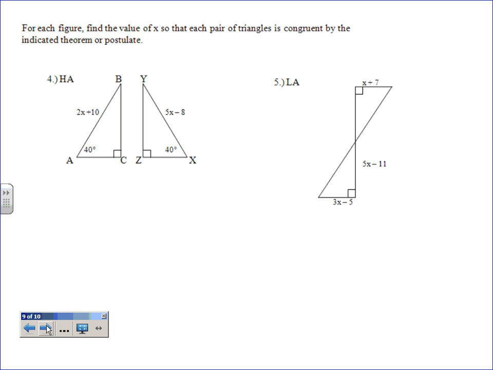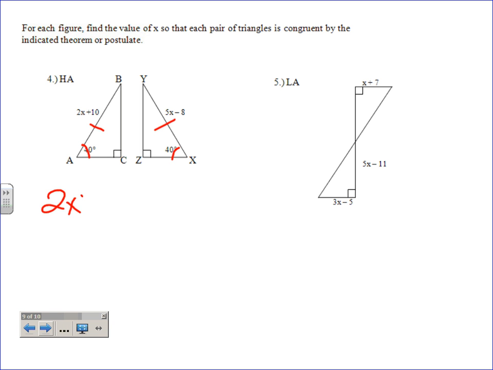So we're supposed to find x. That'll actually make these congruent by the indicated theorem or postulate. So hypotenuse angle. Well, angle C and Z are definitely congruent. Angle A and X are definitely congruent, right? So basically I need to make sure that the hypotenuse of each is the same, to use hypotenuse angle. Because we know that's congruent to that, we need that to be congruent to that, then it's hypotenuse angle.